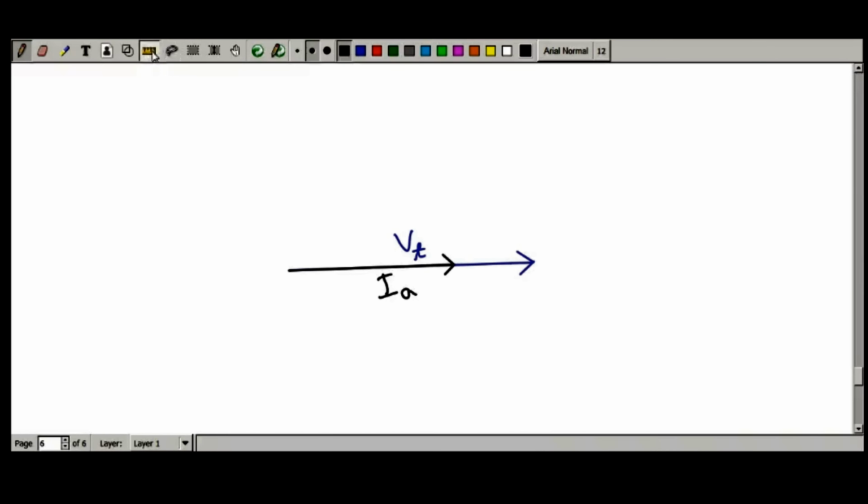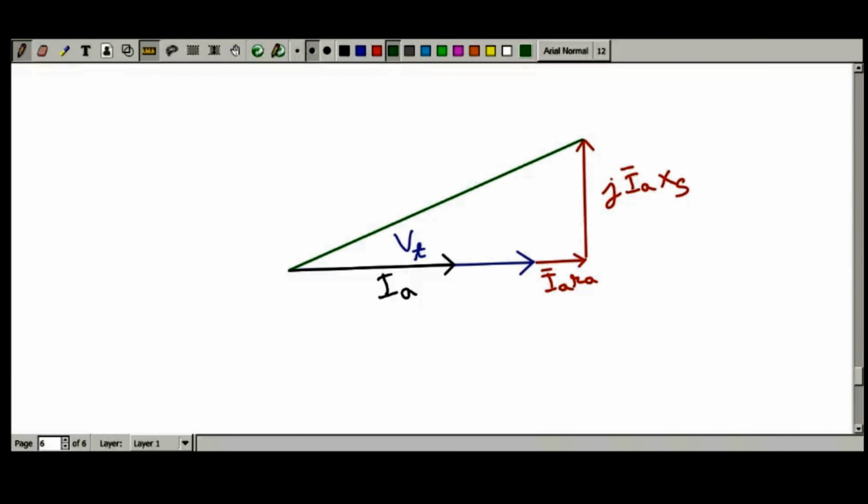Now the armature resistive drop, that is IARA drop, will be in phase. So this thing is your IARA drop, and the IAXS drop will be in quadrature to this because it's a reactive drop. So this is your J into IA into XS. Okay. So how to get EF? EF will be the sum of these quantities. So this thing is your EF.